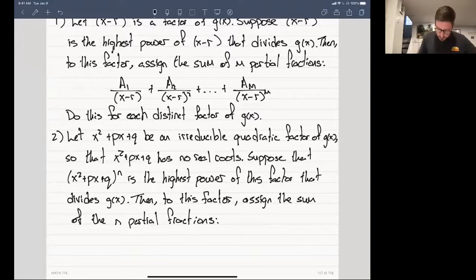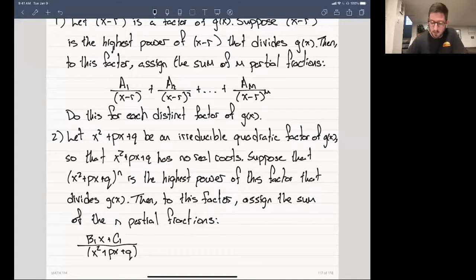In this case, you have a quadratic in the denominator. So we have x squared plus px plus q. And in the numerator, you're going to go 1 degree lower. So you're going to put a linear function up there. So b1x plus c1. Right?